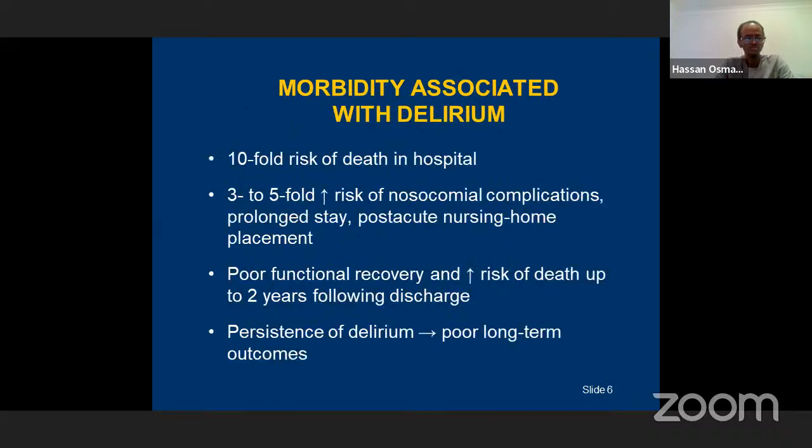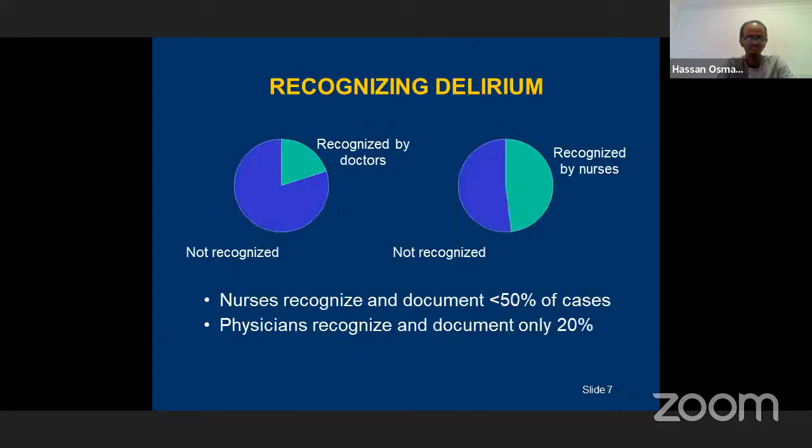Morbidity associated with delirium is a 10-fold risk of death in hospital, a 3 to 5-fold increase in nosocomial complications, prolonged stay, post-acute nursing home placement, poor functional recovery, and increased risk of death up to 2 years following discharge. Persistence of delirium will lead to poor long-term outcomes, unfortunately.